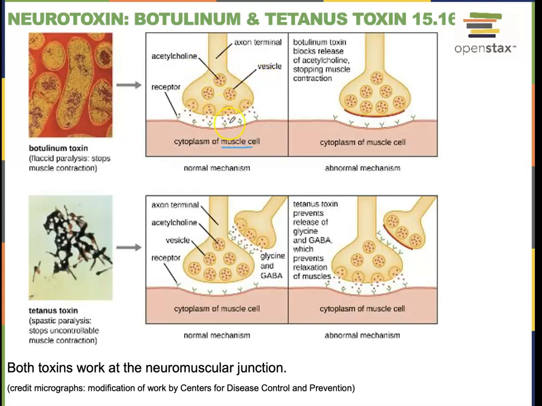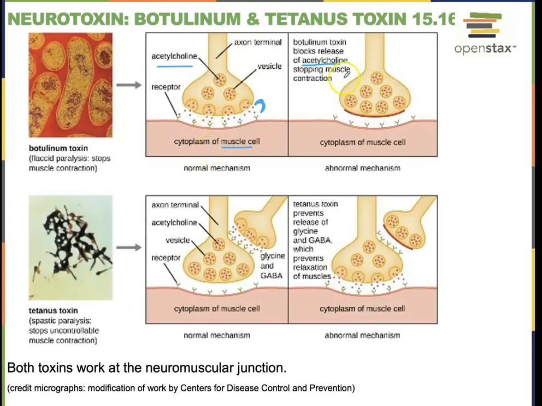The muscle cell is going to contract only when we have these neurotransmitters available in the cleft. So these neurotransmitters are called acetylcholine. The word is right here. And when acetylcholine is being released, it binds to the receptors on the muscle cell, and the muscle contracts.